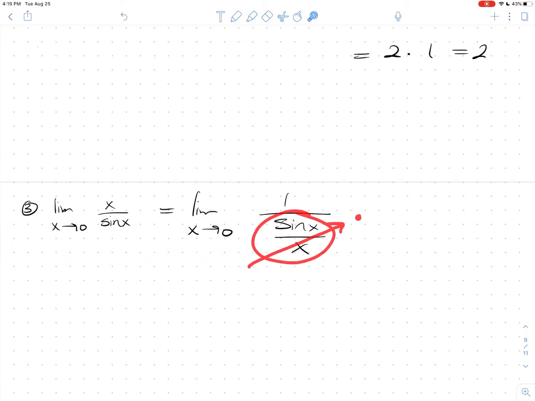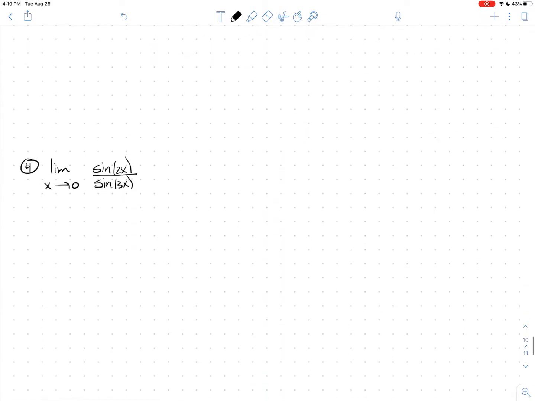The bottom goes to 1. We're using the limit laws here. We have a fraction of 2 pieces. Top goes to 1, bottom goes to 1. So this is exactly 1 over 1, which is just 1. All right, very last problem. Here we go. This is it, and the video is over.